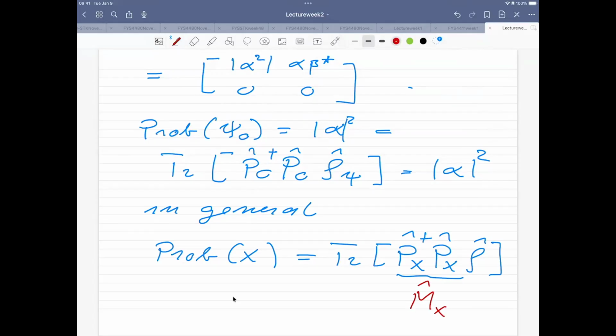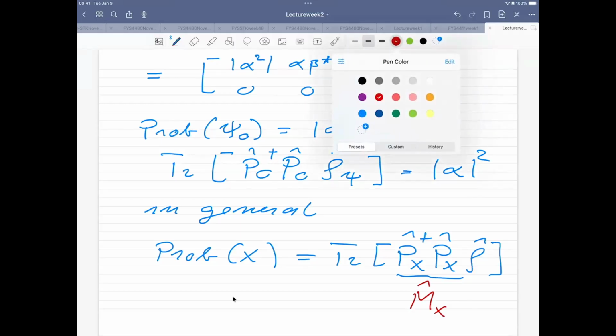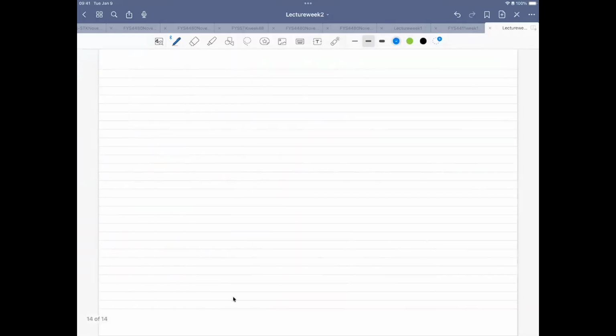Okay, so let's now look at the density matrix, because that's a very important quantity for what is coming now. So let's just bring it back here. So this allows us to introduce a density matrix.